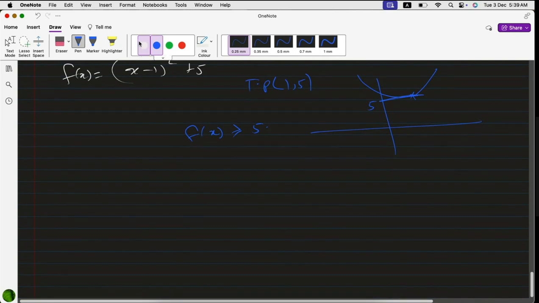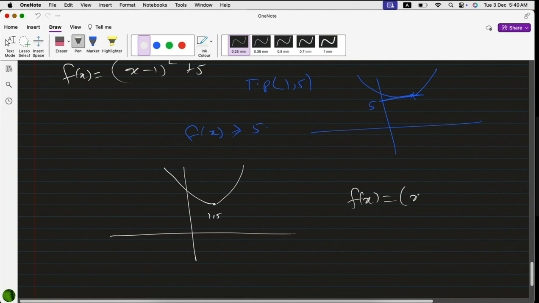See, if I just sketch this again, this is 1 comma 5, and the question was f of x equals (x minus 1) squared plus 5. If it says x belongs to R, I would say f of x is greater than or equal to 5. Any objection? No, because all the values must be above 5.